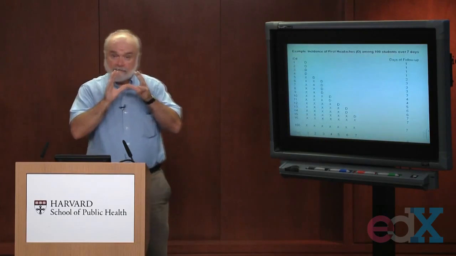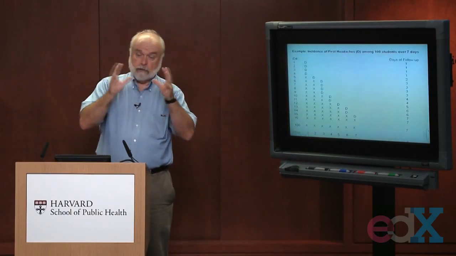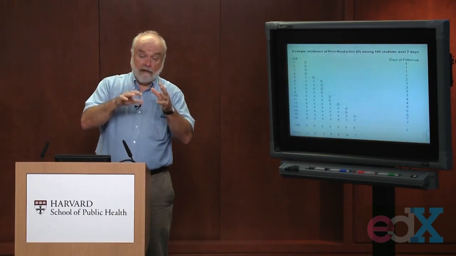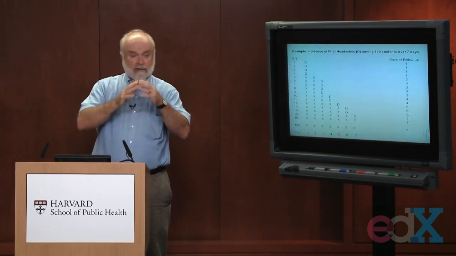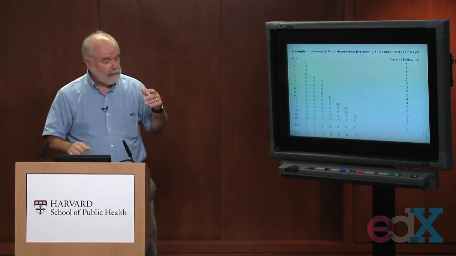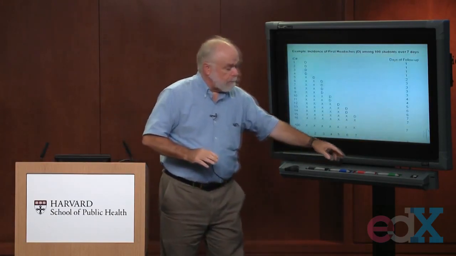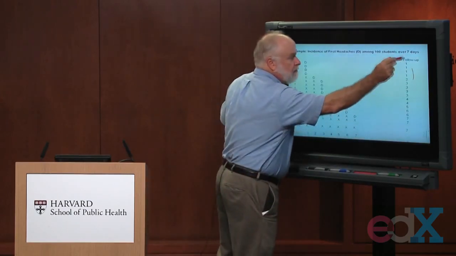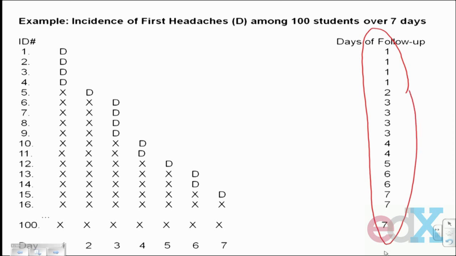We were using as a point of reference the total size of the population at risk, 100 people, of which 15 developed headaches sometime during the 7-day period. Well, here's another option you could do. We could use as our point of reference not the number of people, but the amount of follow-up time that was observed in this study.